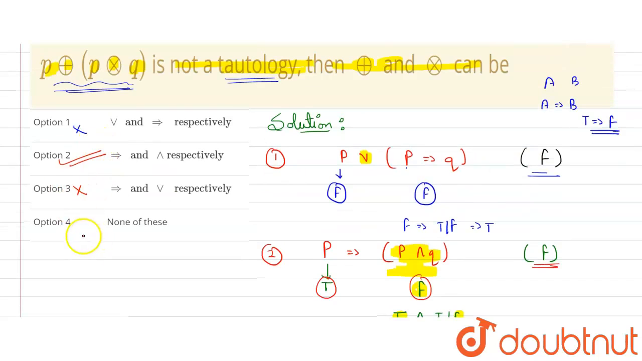And option number 4 is none of these. So only one option is satisfied, this one. So this one will give us a not-a-tautology expression.